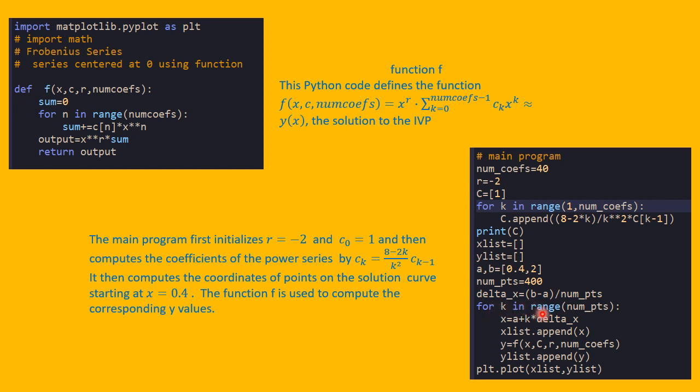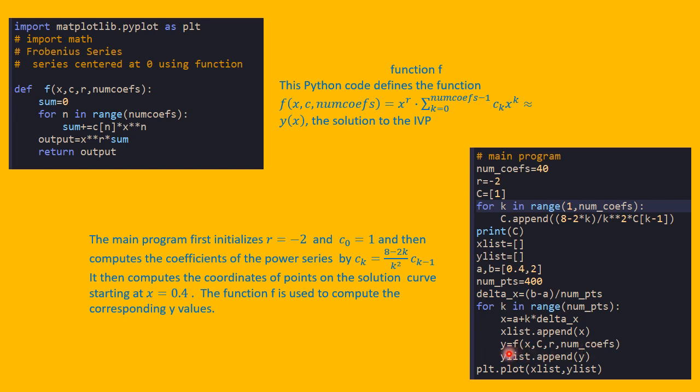Then for k in the range num points, this means that we'll let k go from 0 to num points minus 1. x will be a, the beginning point of this interval, plus k times delta x, and I'll append that value of x to x list. We'll then compute y equals f of x, and here we had to pass it, besides x, the coefficient list c, the indicial equation solution r, and the number of coefficients we want in our partial sum.